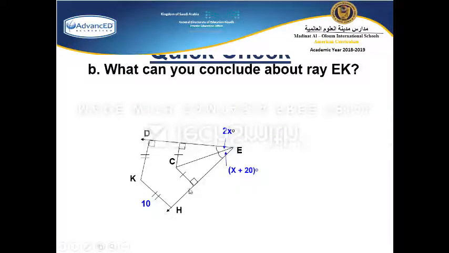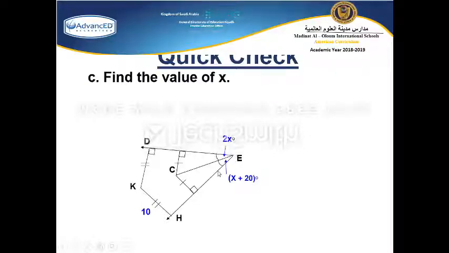What can you conclude about ray EK? Here we said this ray EK is an angle bisector because point K is equidistant from this side and also equidistant from this side. Then the ray EK is an angle bisector.